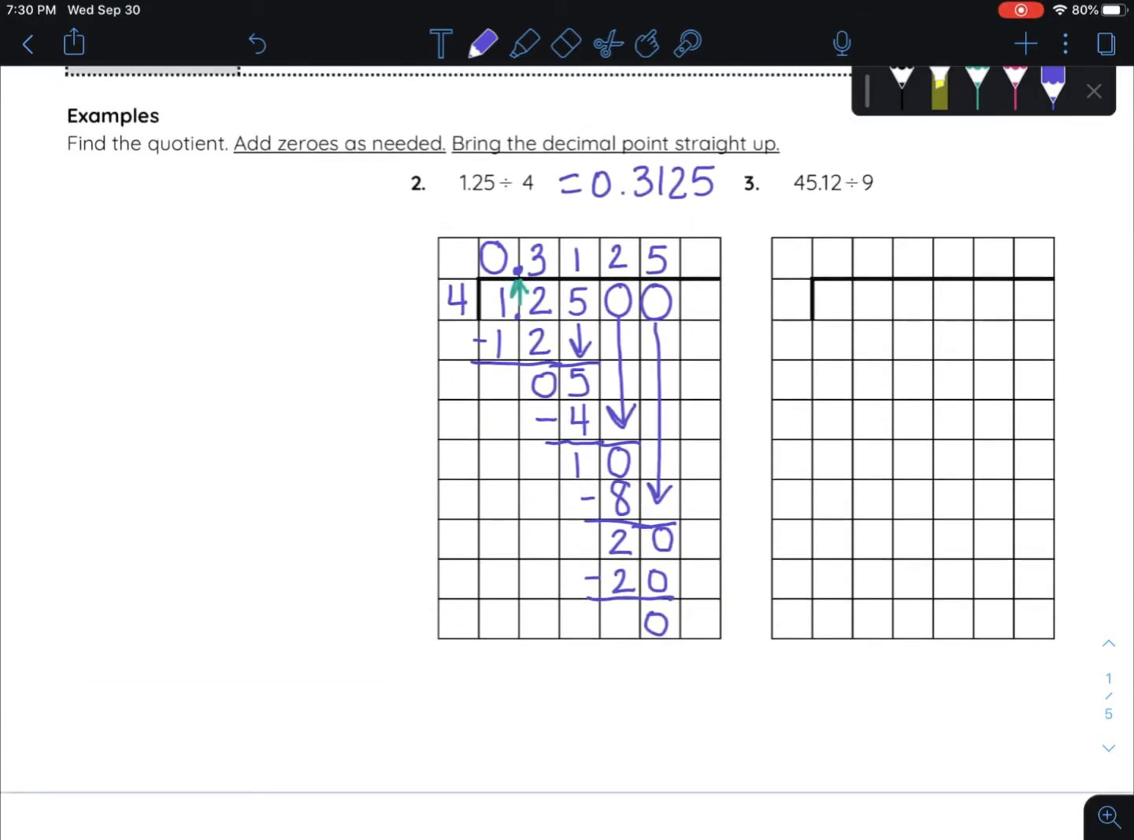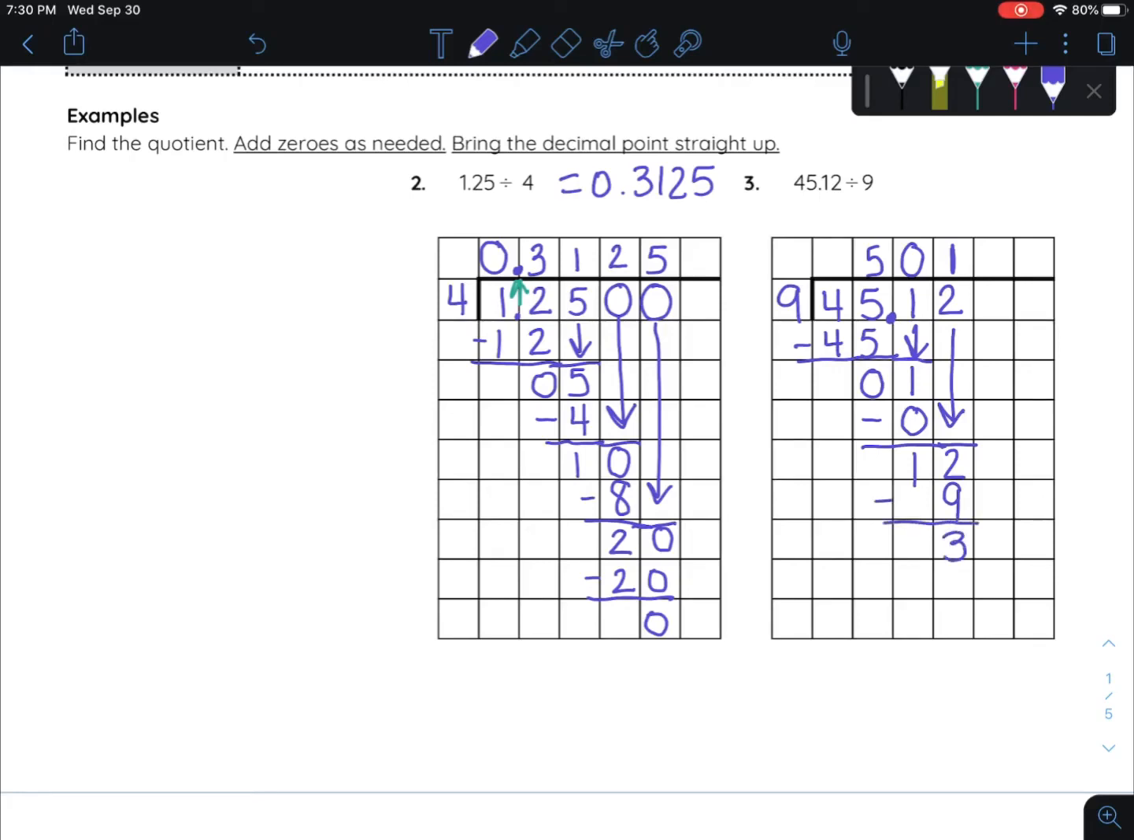All right, for our last example here, 45 and 12/100ths divided by 9. First number always goes inside. All right, ignore the decimal point. So 9 into 45, that's 5 times. 5 times 9 is 45 exactly. Subtract, we get 0. Bring down the 1. 9 does not fit into 1, so we have to put a 0 here. 0 times 9 is 0, and then 1 minus 0 is 1. Bring down the 2. 9 goes into 12 just once, and 1 times 9 is 9. Go ahead and subtract. We get 3.